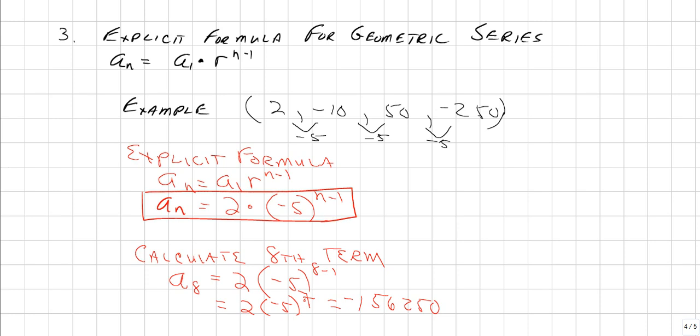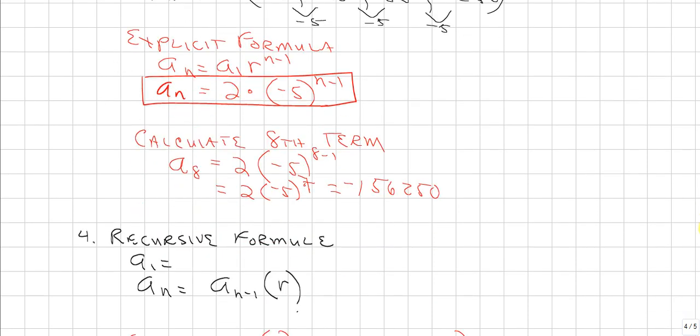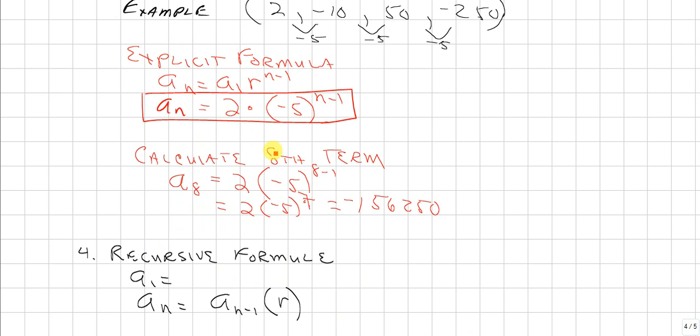And then if I had to calculate some term in the sequence, like the eighth term, well, I just plug 8 in for n. So I have a_8 is equal to 2 times negative 5. Let's plug 8 in for n minus 1, so 8 minus 1, that's 7. So 2 times negative 5 to the 7th would be equal to negative 156,250. So that's using my explicit formula.